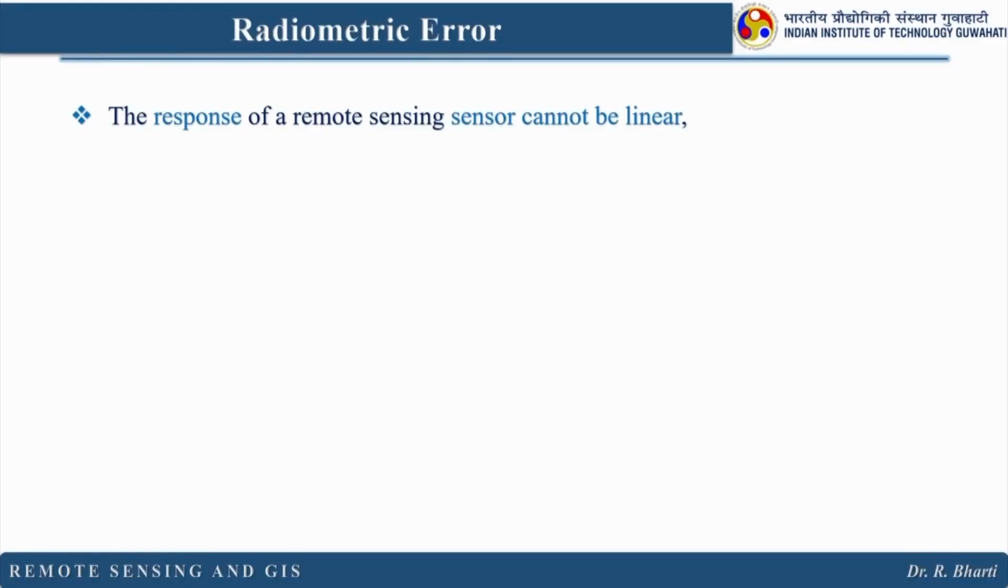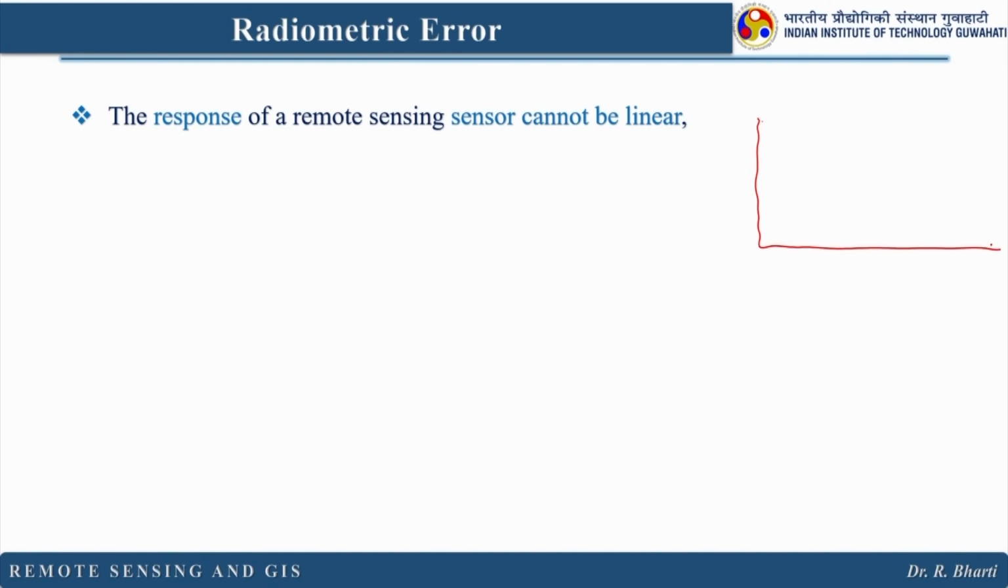The response of a remote sensing sensor cannot be linear. So, what does it mean? It means when you plot the sensitivity of a detector, it will be like a Gaussian distribution, right? There is a peak where its sensitivity is maximum, but in other places its sensitivity is not up to the mark.